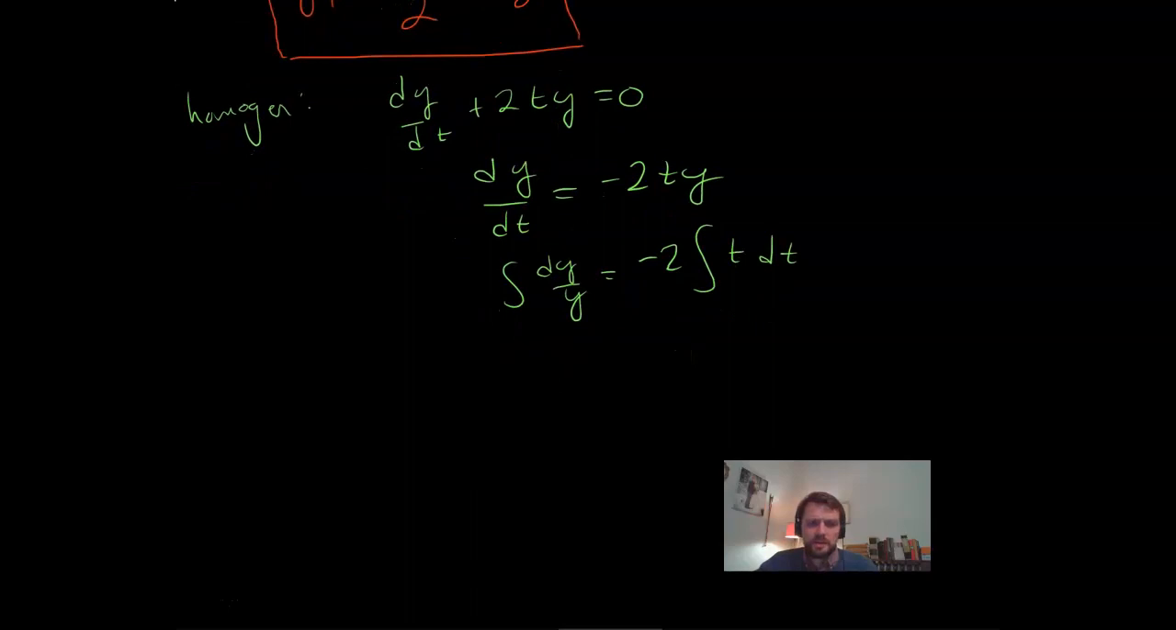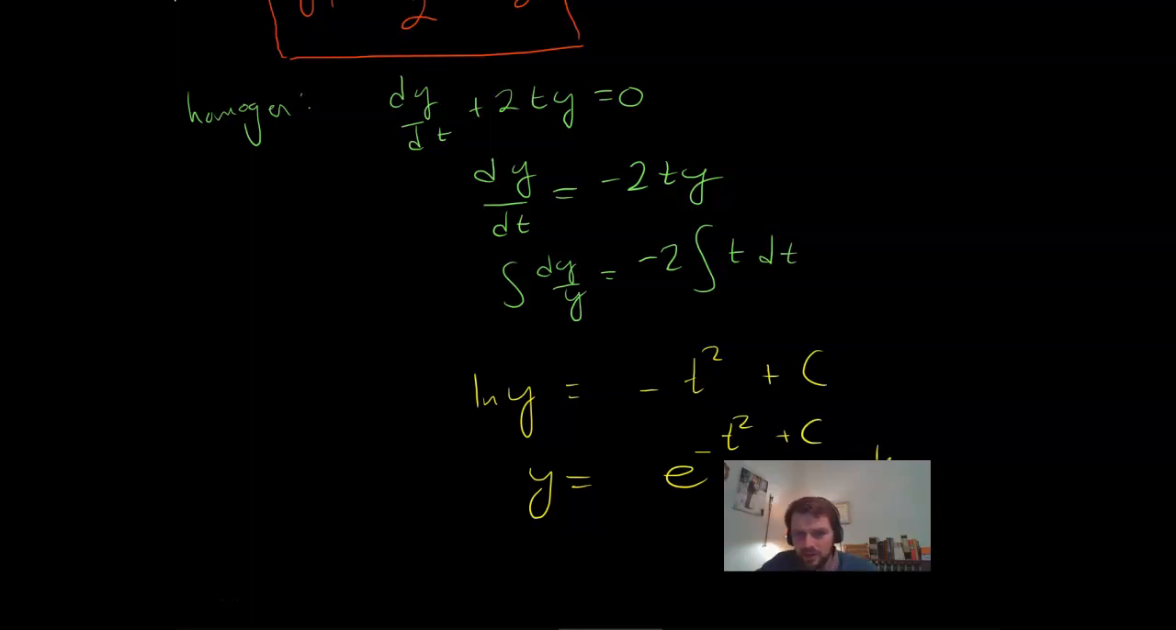So in this case, you end up with natural log of y is equal to negative t squared plus some sort of constant. So y is equal to e to the negative t squared plus c, but we have seen that this often can be reduced as another arbitrary constant. Maybe we'll call it k here. You could also just call it c. And so here is your homogeneous solution.